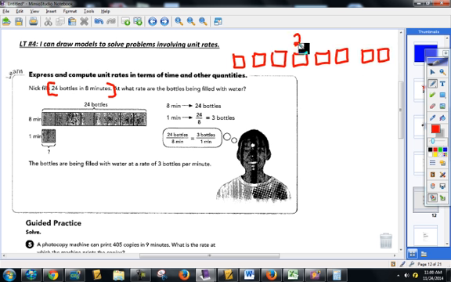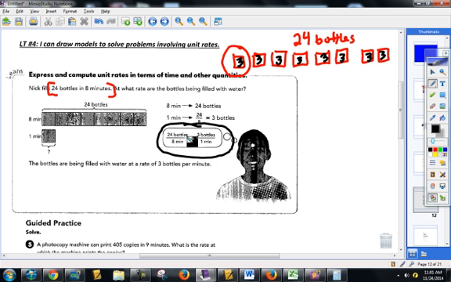Okay, all of these are representing 24 bottles. So if we want to know in 1, we would do 24 divided by 8, and that means that there is 3 bottles getting accomplished in every one of these boxes, which is representing 8 minutes. Each one is representing 1 minute, so there you go. And there's your proportion that you guys know. 1 on the bottom, dividing by 8, dividing by 8. Okay? But this is just the model behind it.